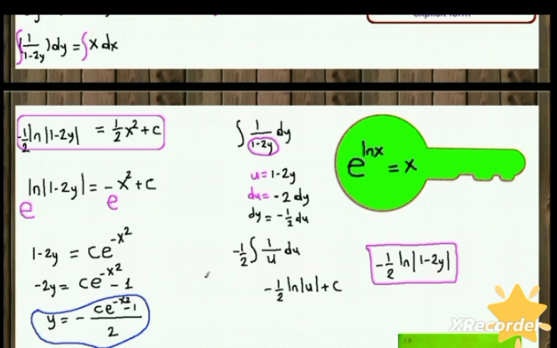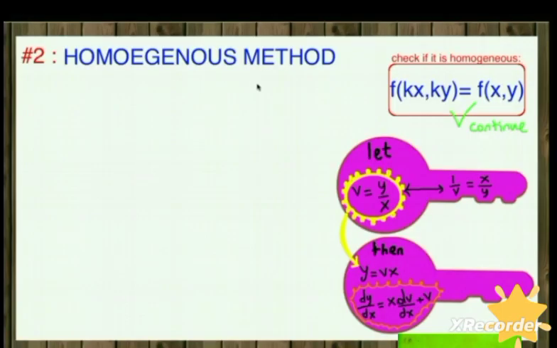So that's it for separable equations. Let's go ahead and see the homogeneous method. In the homogeneous method, first you need to check if the function is homogeneous. So how are we going to do that? We're going to replace x with kx and y with ky in the original function, and we're going to see if it is equal to the original function or not.